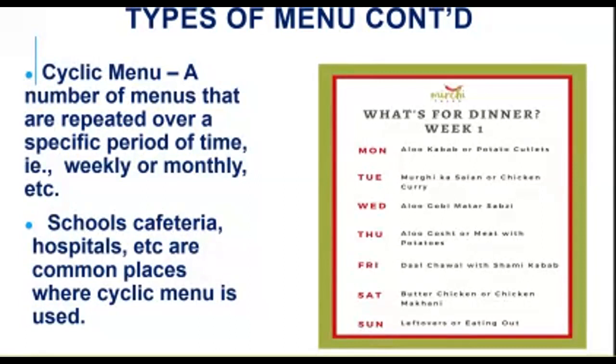As you should have observed, menus can be in the form of a combination of two of these types of menus. A menu can be cyclic and table d'hôte at the same time, can be static and table d'hôte at the same time, can be cyclic and a la carte at the same time, and it can be static and a la carte at the same time.